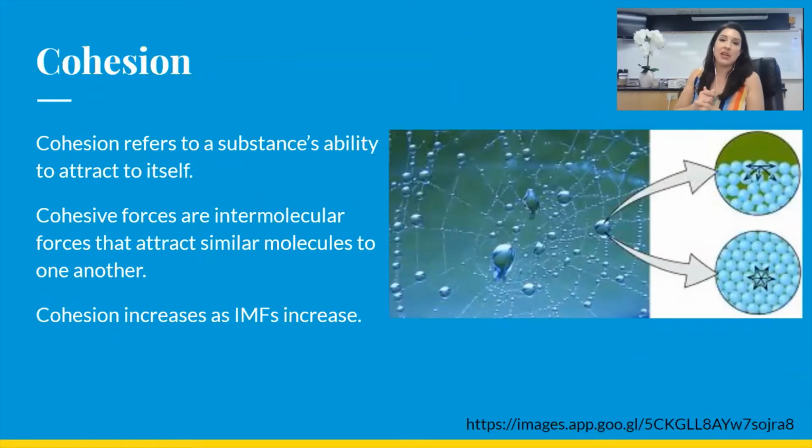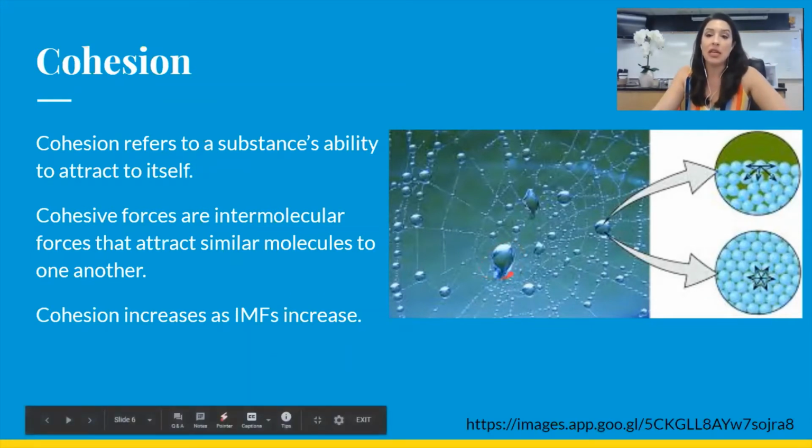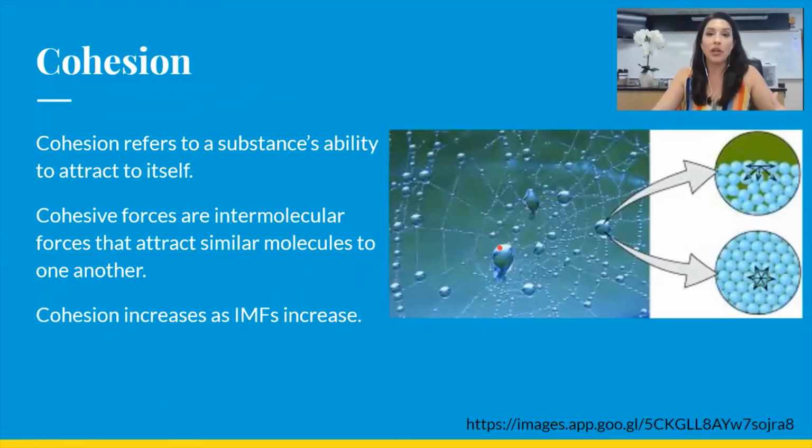Another property that's affected by intermolecular force is a property called cohesion. So cohesion refers to a substance's ability to attract to itself. So in this case, I have an example of cohesion in the water molecules on this spider web. Something about water's polarity, in fact, its dipole, allows it to have strong intermolecular forces that hold the water molecules to one another.